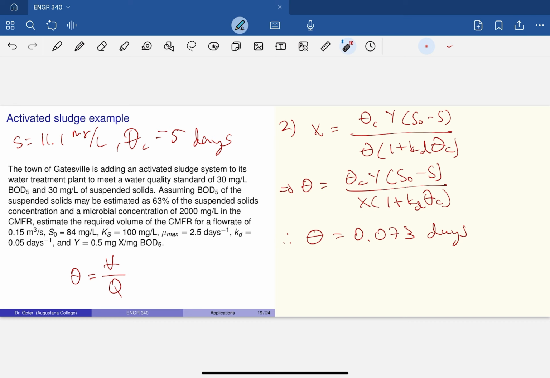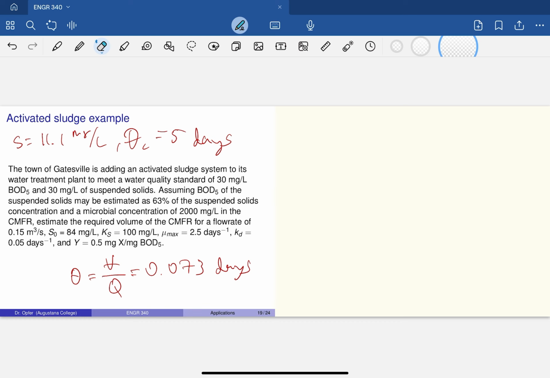Okay, so now we have this mean residence time is 0.073 days. And all that's left to do is rearrange this expression. But we have the required volume is equal to theta Q. Okay, this theta is what we just solved for, 0.073 days. This Q is the 0.15 meters cubed per second. So we'll have to get these days into seconds or vice versa. And if you do that, what you should get is a final volume equal to 970 meters cubed.